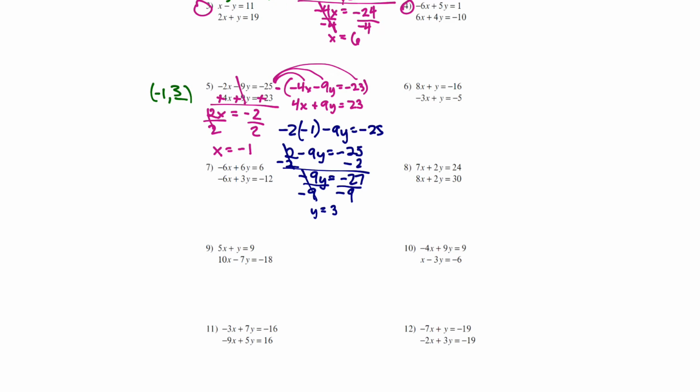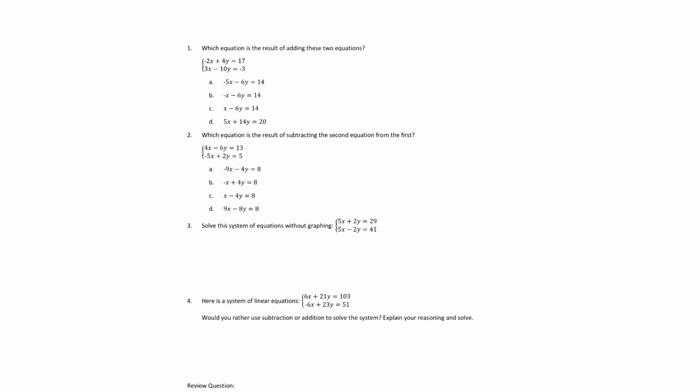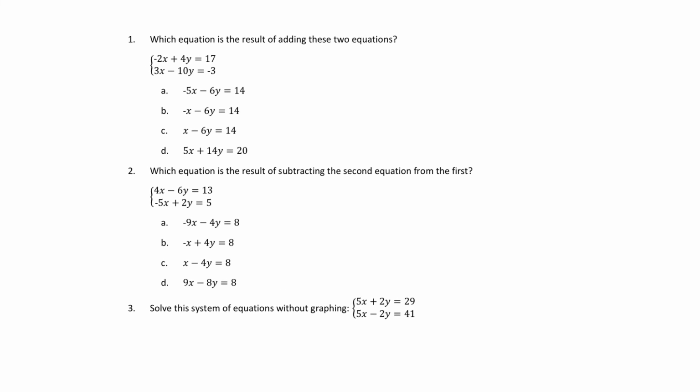All right. We're going to go ahead and take a look at the back. So the back says which equation is the result of adding these two equations. So if we add these two equations together, what will we get? So again, let me rewrite it over here so we have a little more space. Okay, so we are going to go ahead and combine our x's, our y's, and then our right side.